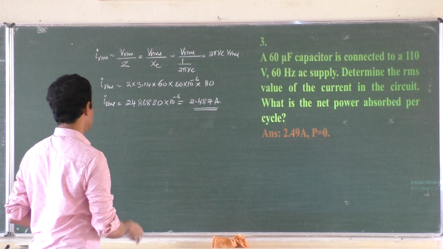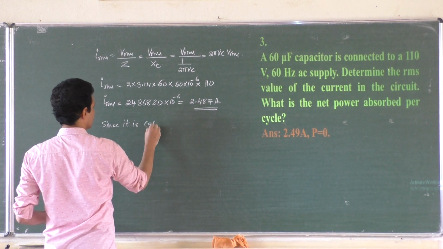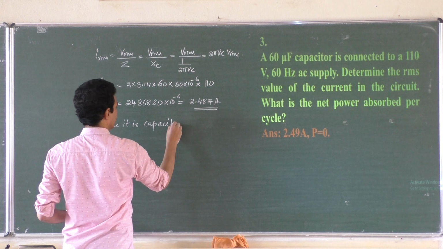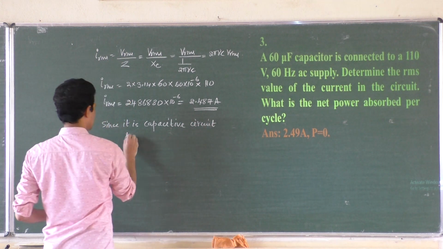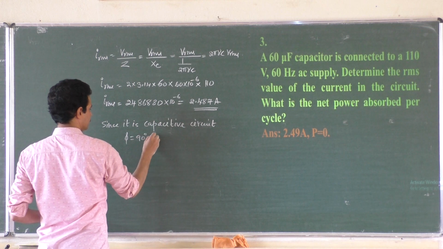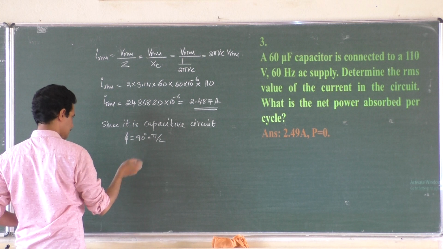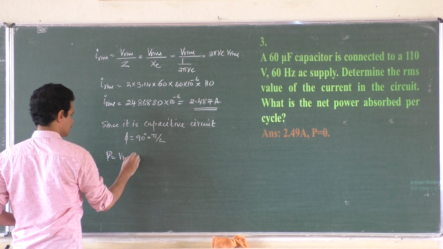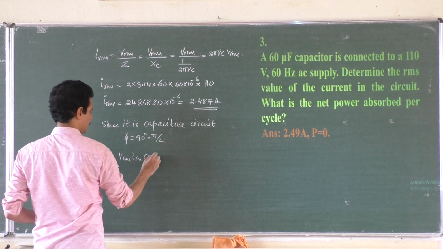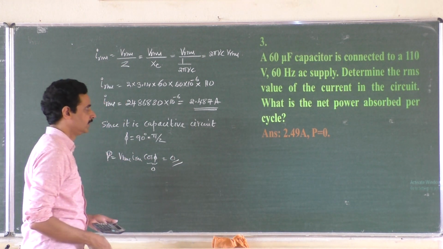Since it is a capacitive circuit, the current is wattless, you know this. Only capacitive, phi is 90 degrees, pi by 2. Current leads the voltage by 90 degrees. So power dissipated per cycle is VRMS into IRMS into cos phi. This comes to 0. So total 0 watt.